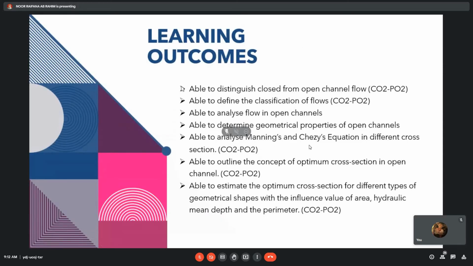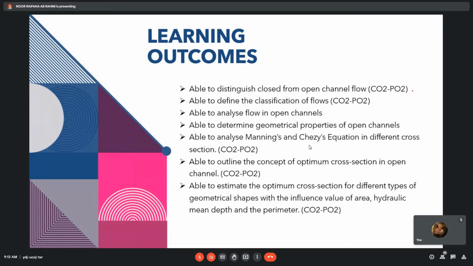So before we start, kita kena faham apa learning outcome untuk topik tu. Kenapa kena faham learning outcome? Sebab make sure bila kita dah habis belajar, kita check balik learning outcome. Adakah kita faham? Adakah kita boleh jawab soalan-soalan ataupun learning outcome ni, ya tak? So kalau semua soalan ni kita dapat jawab, means that kita dah faham topik tu.